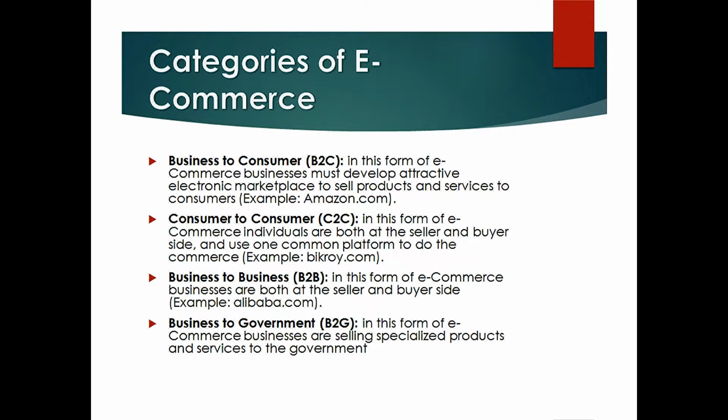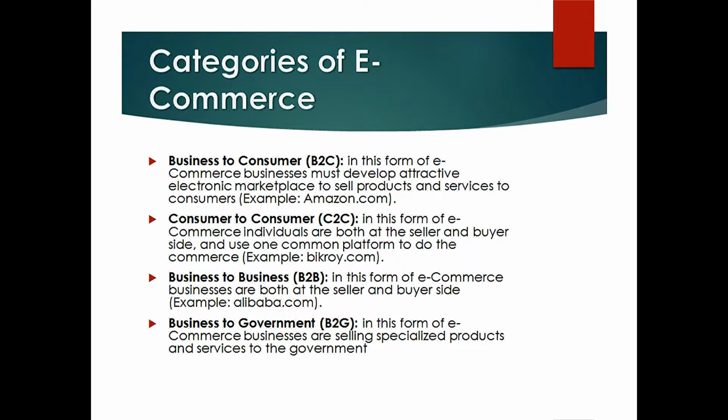These are the categories of e-commerce. Firstly, business to consumer, B2C. In this form, e-commerce businesses must develop attractive electronic marketplaces to sell products and services to consumers. Consumer to consumer, C2C. In this form of e-commerce, individuals are both at the seller and buyer side and use a common platform to do the commerce.